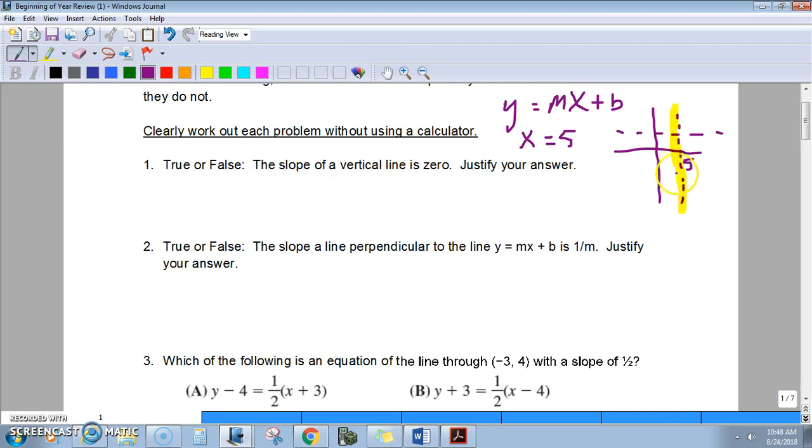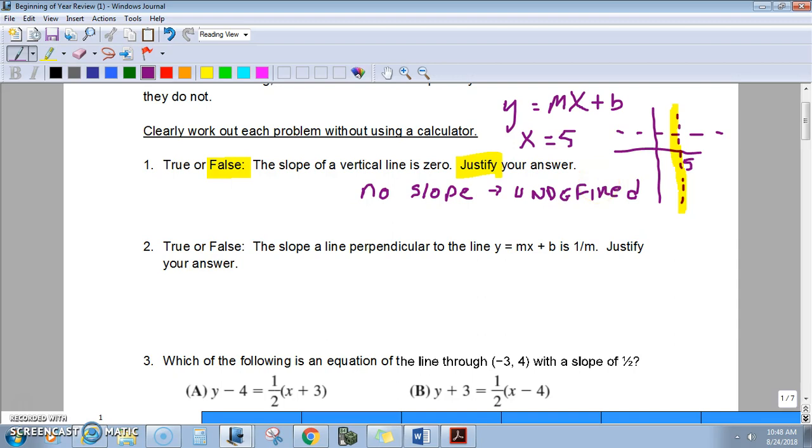In fact, if you remember, it is not even a function. That's why it is no slope, right? A function can only happen if it passes the vertical line test, which is a vertical line only passes through once. So the short answer is false. And the justification is that a vertical line isn't a function and it's not going to have a slope. There would be no slope, or undefined slope is probably how you learned it. Undefined.